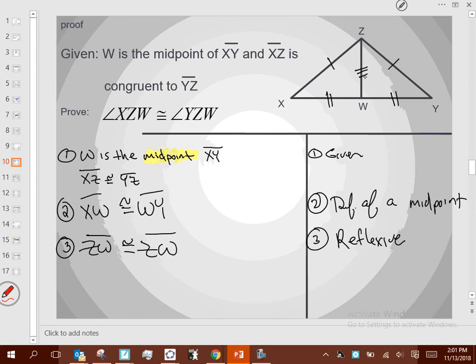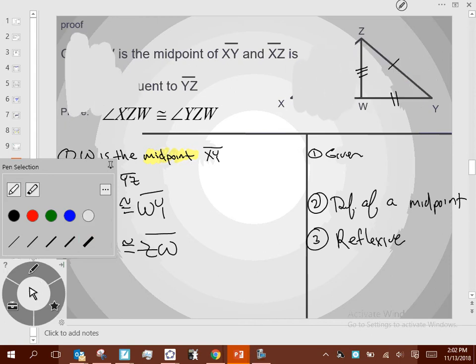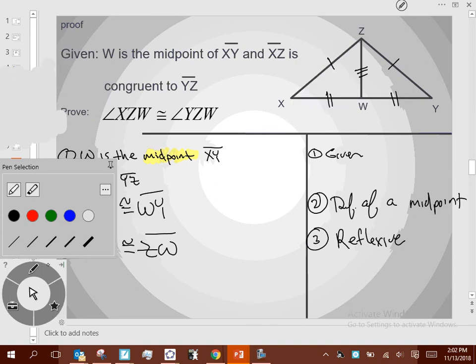All right, so ZW is congruent to ZW. So look at the picture now, guys. If we were to cover up the triangle on the right, what are those parts that I have over here? Side, side, side. If I were to cover up the one on the left, what are the parts that I have now on the right? Side, side, side. So are those two triangles congruent then? Yeah. Okay.